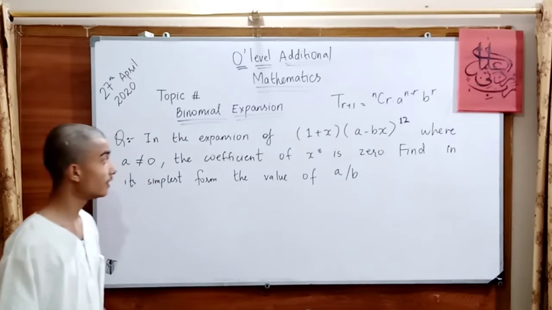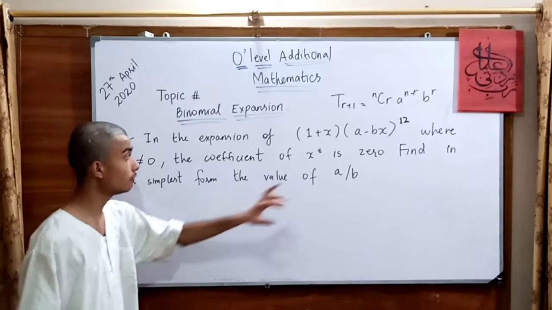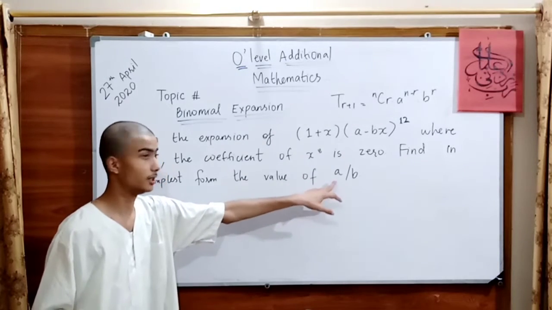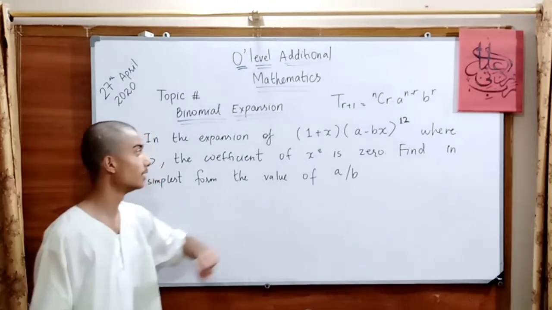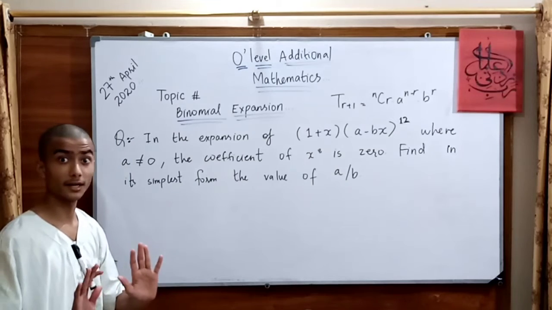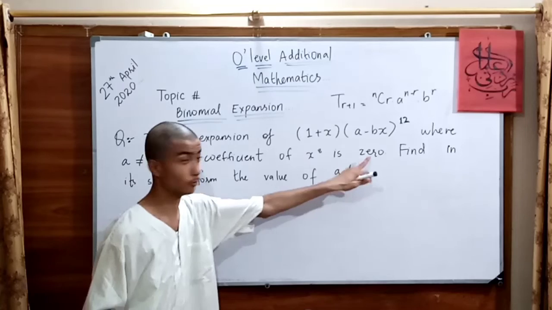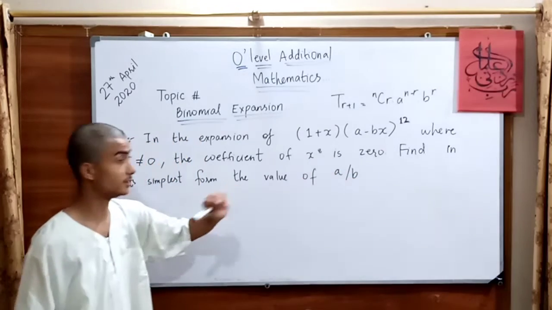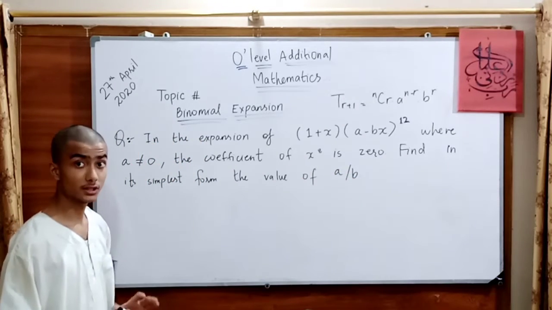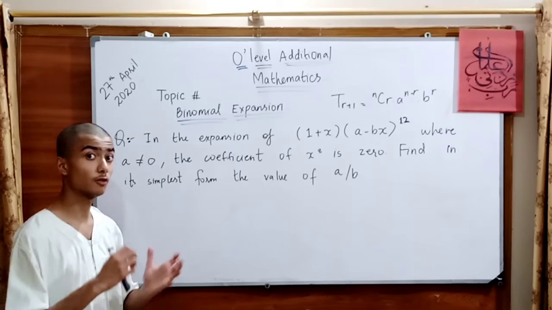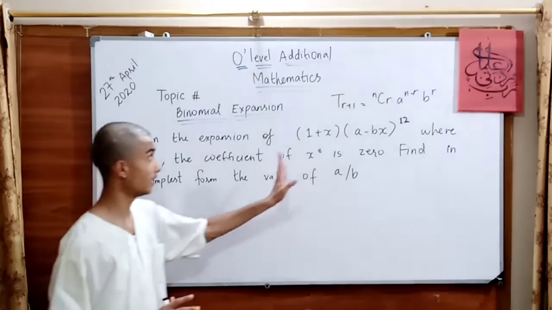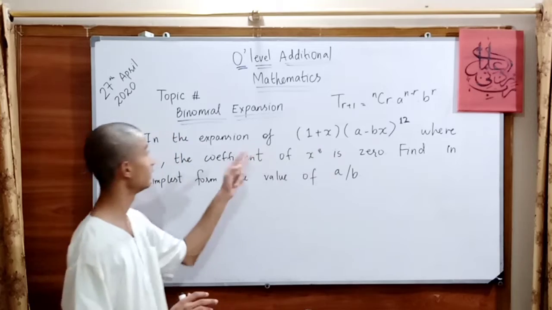Now, in this question, we have to find the simplest ratio of a divided by b, or you can say a to b. The hint which is given to us is that the coefficient of x^8 is 0. It means we have to find the coefficient of x to the power 8.